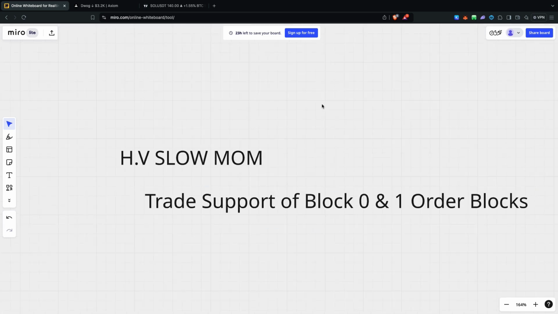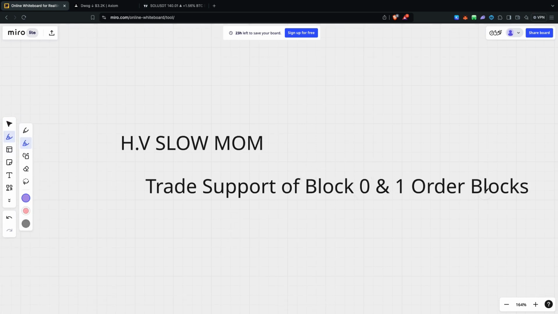Now a lot of you might be wondering what block 0 and block 1 order blocks are, and just basically what order blocks are. If you do not have an idea, please check out the link in the description. There's a lot of explanations that I've done. I don't want to sound like a broken record, and this is one of the reasons why I like people to research, so that you do not get spoon-fed each and every detail.